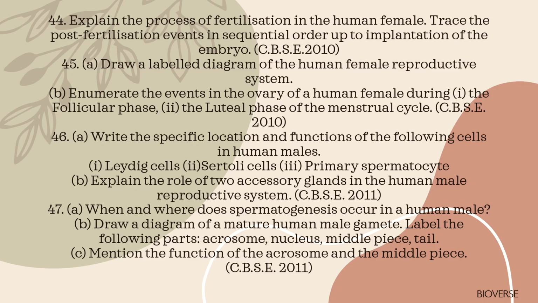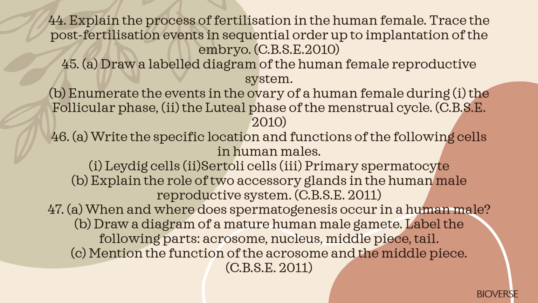C. Primary spermatocyte, located in seminiferous tubules, undergoes meiosis I to form secondary spermatocytes. B. Explain the role of two accessory glands in the human male reproductive system. A. Seminal vesicle secretes fructose-rich seminal fluid to nourish sperm. B. Prostate gland secretes alkaline fluid to neutralize acidic vaginal environment.